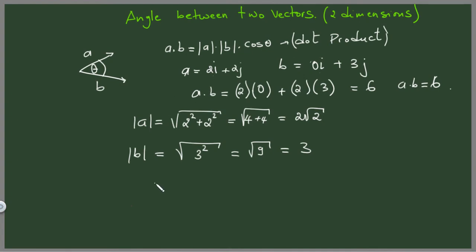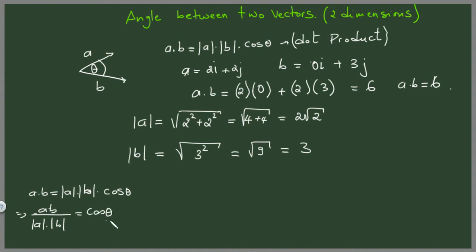We know that A dot B equals the absolute value of A times the absolute value of B times the cosine of theta, the angle between A and B. What we're looking for is theta, so we divide both sides by the absolute value of A and the absolute value of B. This gives A dot B divided by the absolute value of A times the absolute value of B equals the cosine of theta.